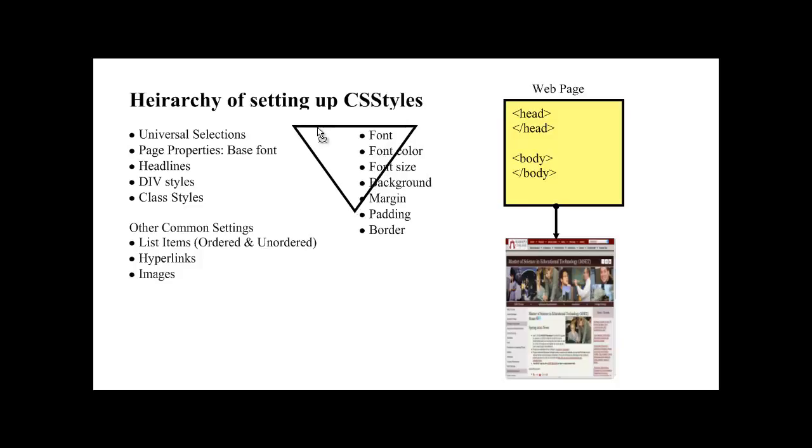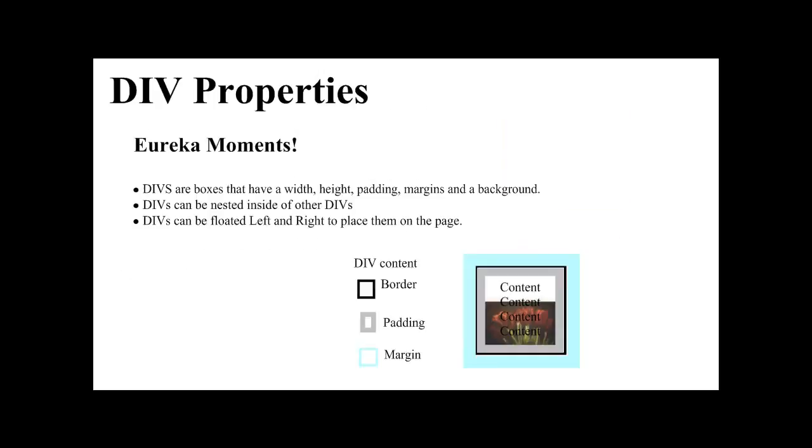Ultimately, however, what we want to do is set our hierarchy so that we go from our largest selections down to our smallest selections. Other common settings in our web pages could be a default for what the list items look like, whether they be ordered or unordered, or what our hyperlinks will look like, or what our images will look like.